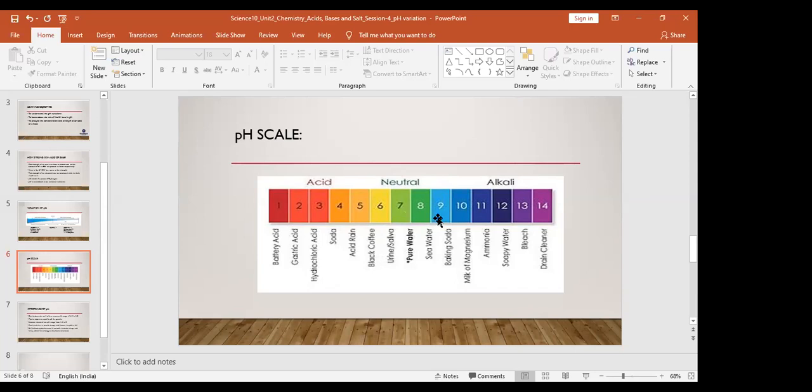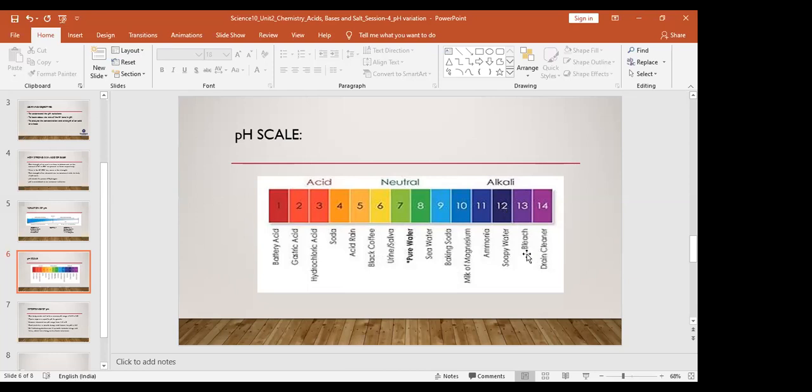In the same way, milk of magnesia, which is an antacid, has a pH level of 10, which is mild. That's why it is used for edible purposes. But soapy water is 12, which is a strong base. That's why if you use too much soap, the skin becomes rough. Because it's a strong base, it burns your skin, giving it a rough texture.